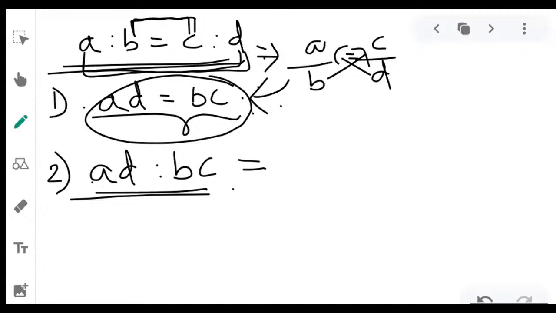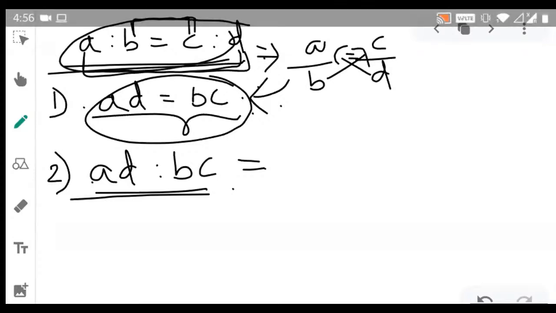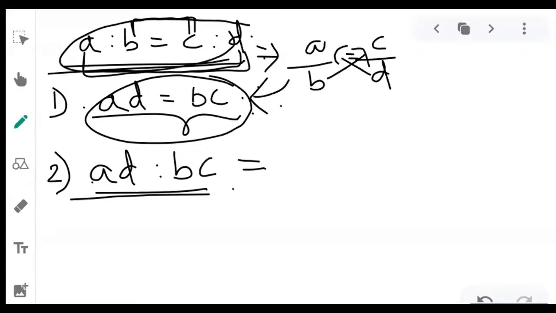Nandini, what is the value of AD is to BC? What is this ratio? A is to B equal to C is to D is my condition. I agree, this is a given. So, from this I found out that AD is equal to BC.